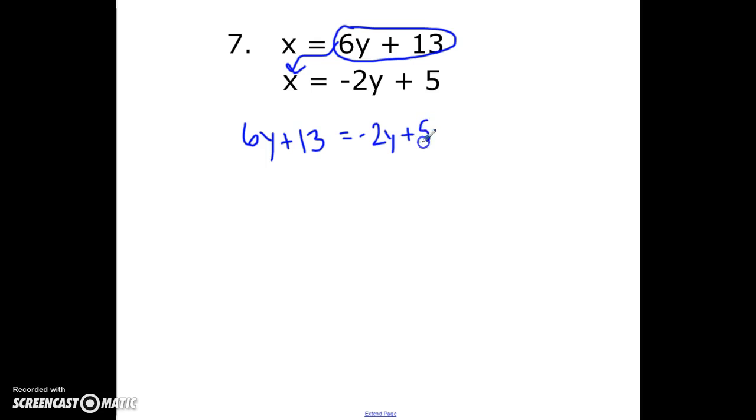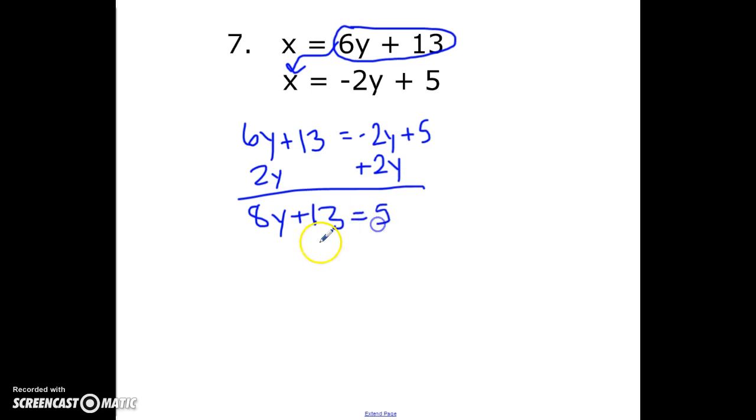I'm going to add 2y to both sides. So 8y plus 13 equals 5. Subtract 13. 8y equals negative 8. So y equals negative 1.